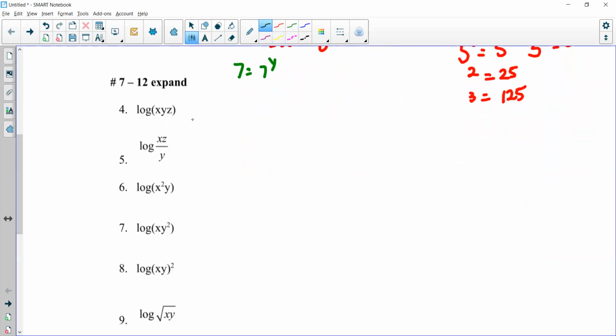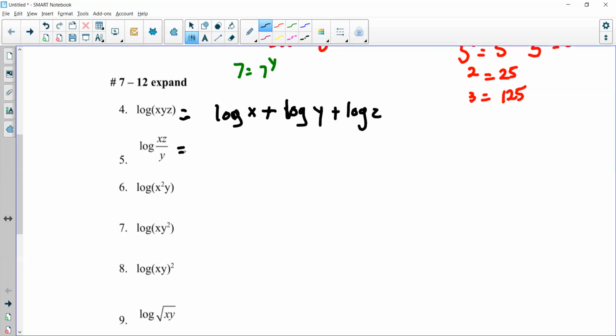Next part is the expansion. Expansion's weird because I don't think it's that difficult. A lot of people usually make mistakes, so let's avoid that. First one, log xyz. Well, they're all being multiplied to each other, and because you're really smart and you studied, you know that multiplication means they're adding when you separate it. So this is going to be log x plus log y plus log z. Because I separated and every piece has its side alone, we're good to go.